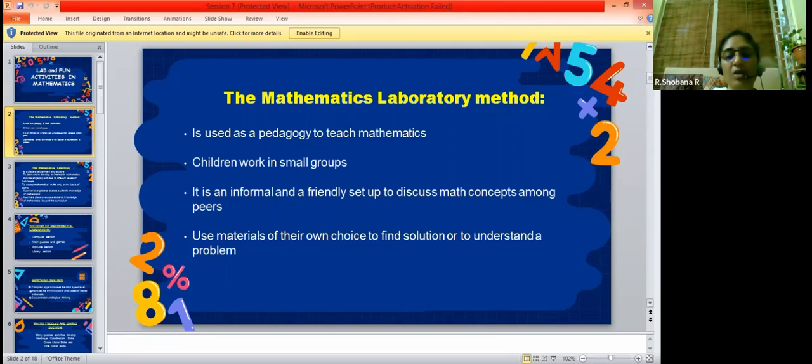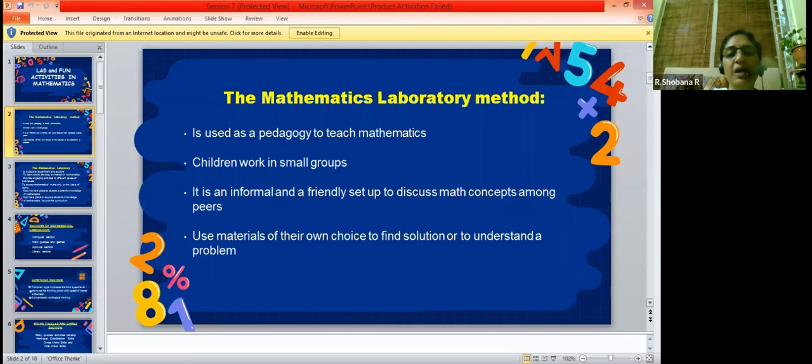As we all know, the concept in mathematics is very abstract, more abstract than science. Of course, in science, they can see and feel, they would have seen all those in their surroundings. But when it comes to mathematics, it is all abstract. So here, the pedagogy focuses on having a mathematics lab so that the children can do and learn, which is also the basis of experiential learning. So the mathematics laboratory method is used as a pedagogy to teach mathematics.